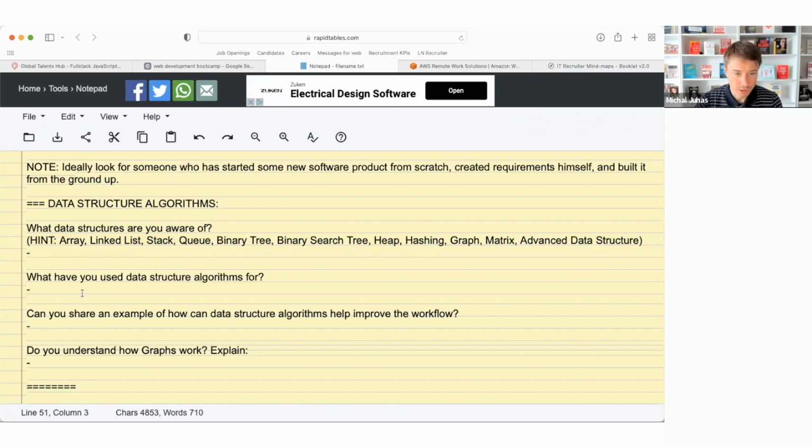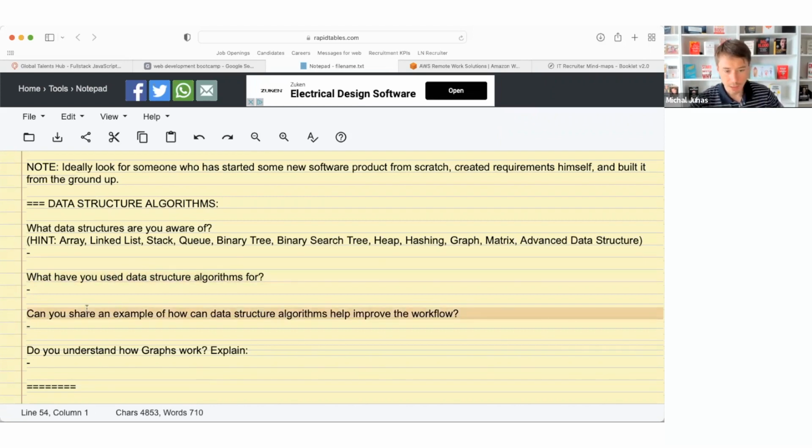The second question would be, what have you used data structure algorithms for? It's not just about knowing them, for example, the array or binary tree, but also applying them in practice. So when you are screening candidates, it's good to also ask if the candidate has used this at work and what it was good for. Imagine the candidate knows about data structures, then he should also know what they are good for, what they can be used for. If the candidate cannot respond to this, then that's not a good sign.